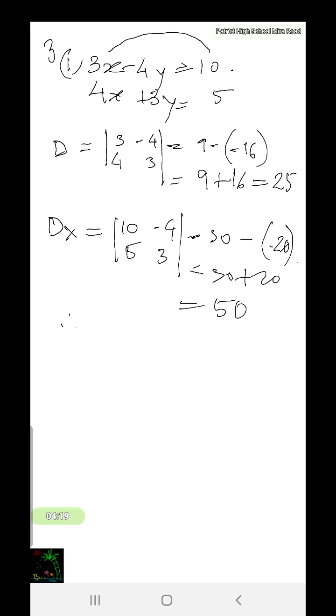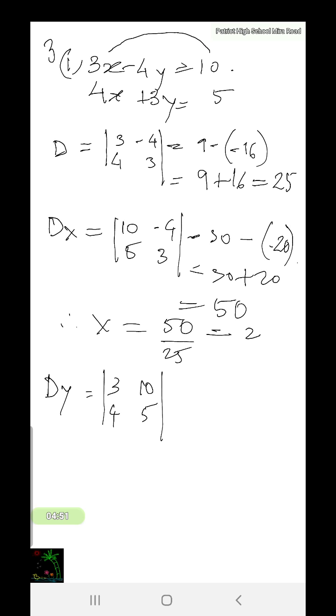Therefore x is equal to Dx upon D. 50 upon 25. So the value of x is 2. Now finding Dy. So we write the first column as it is and bring the third column in place of the y column. So it will be 10, 5. 3 5s are 15 minus 10 4s are 40. So it will be minus 25.